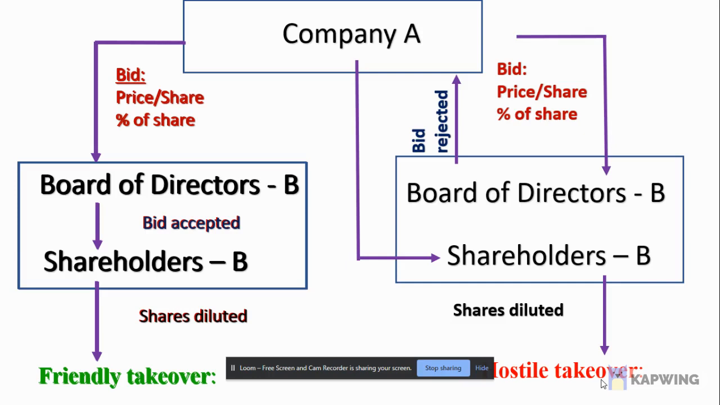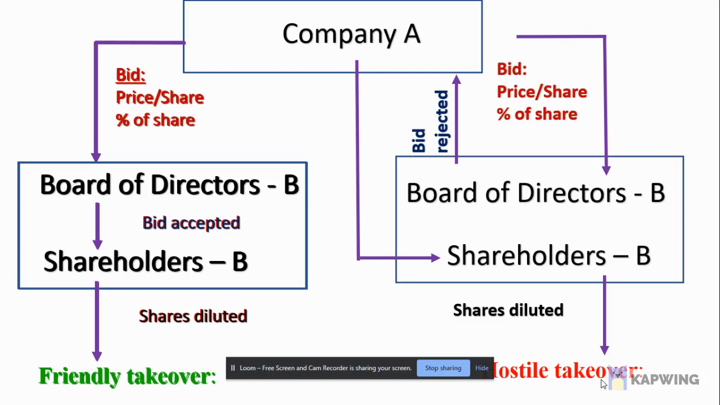The procedure is they will submit this particular bid to the board of directors of company B. The board of directors of company B will see whether the bid is acceptable or not, and it is up to their own terms and conditions. If they feel it is okay, they will say the bid is accepted. Once the bid is accepted by the board of directors of company B, shareholders will give their 10 percent to company A. That is called dilution of the share. When both the parties, company A and company B, are satisfied with this deal, that is called friendly takeover.